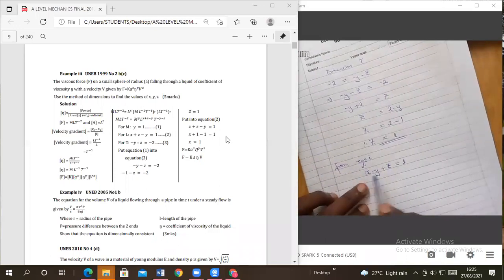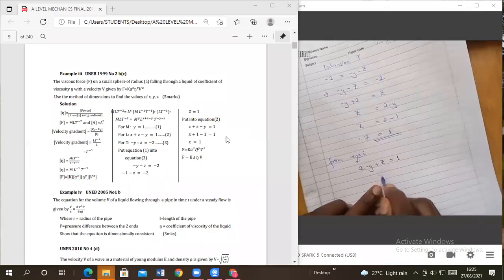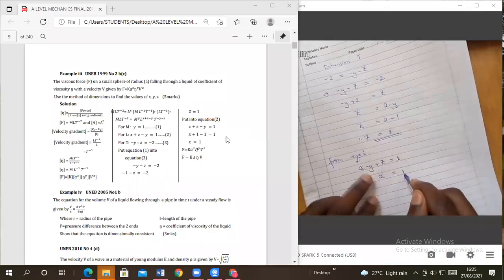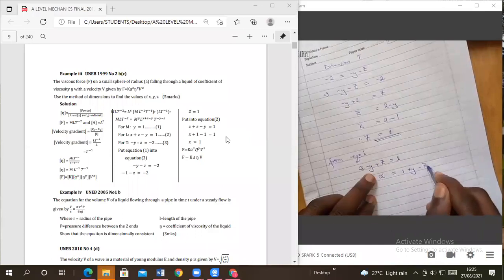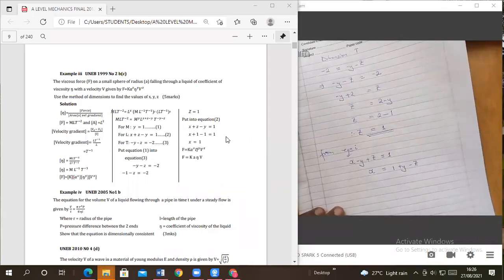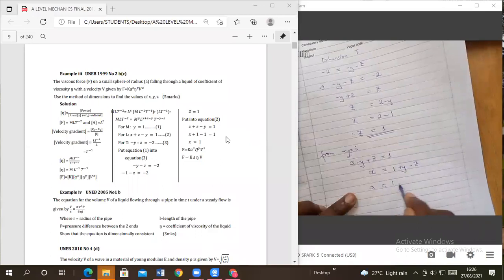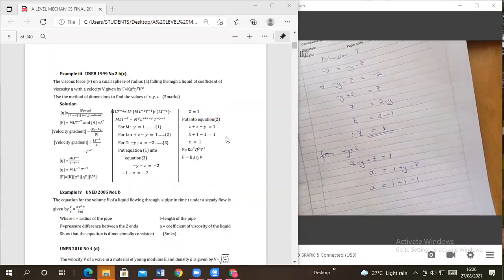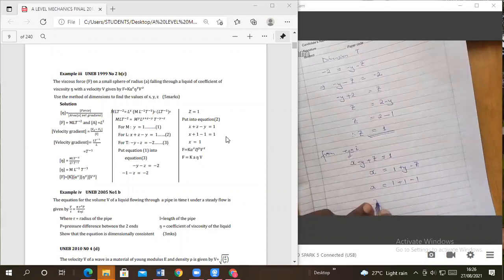Okay, we are looking for x, so let's make x the subject. So we shall have x equals to 1 plus y minus z. So x is equals to 1 plus our y, which is also 1, minus 1. So what is x? 1. It is 1.